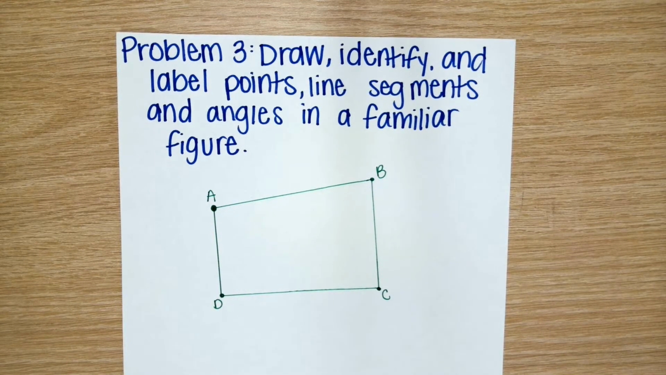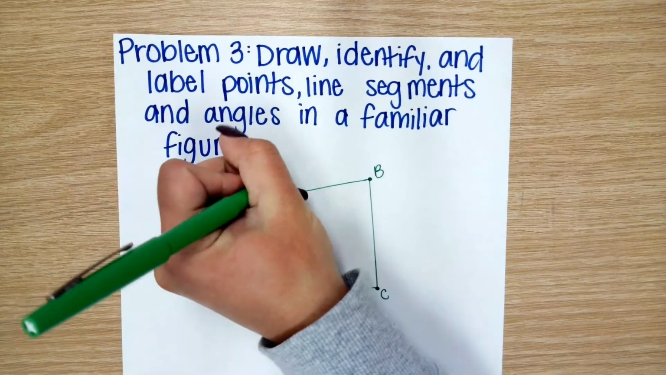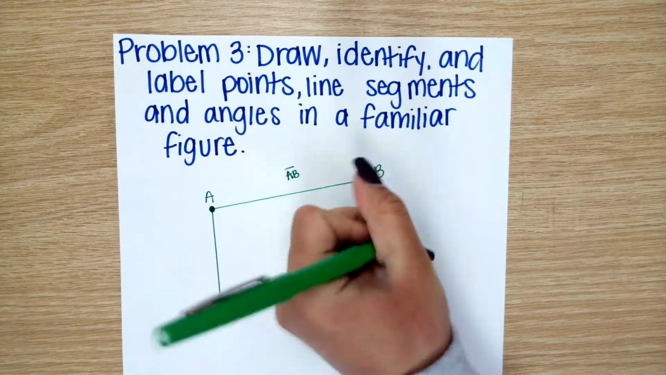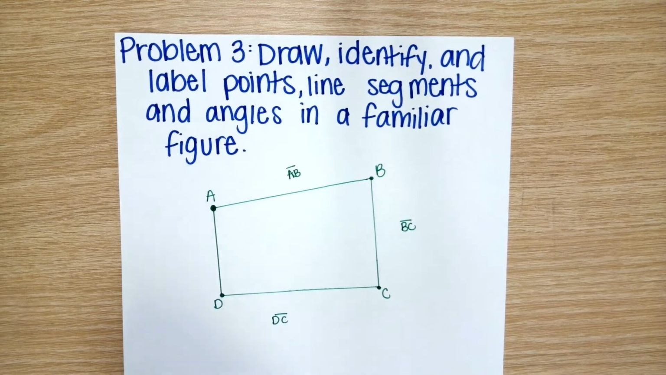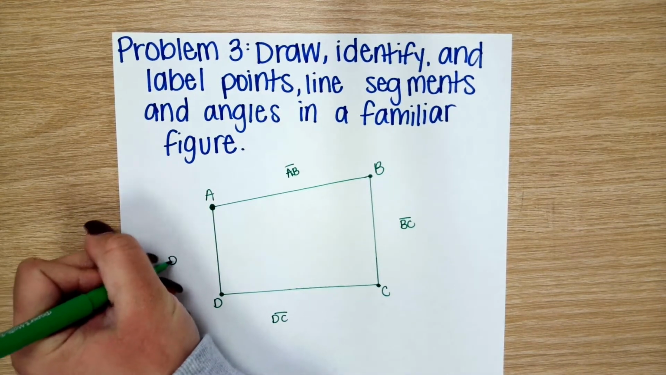You're probably making some connections that so many things around us are made up of lines. So I quickly sketched a rectangular-like figure. And as I sketched this, I realized that I'm noticing 4 line segments. I have line segment AB, line segment BC, line segment DC, and line segment DA.